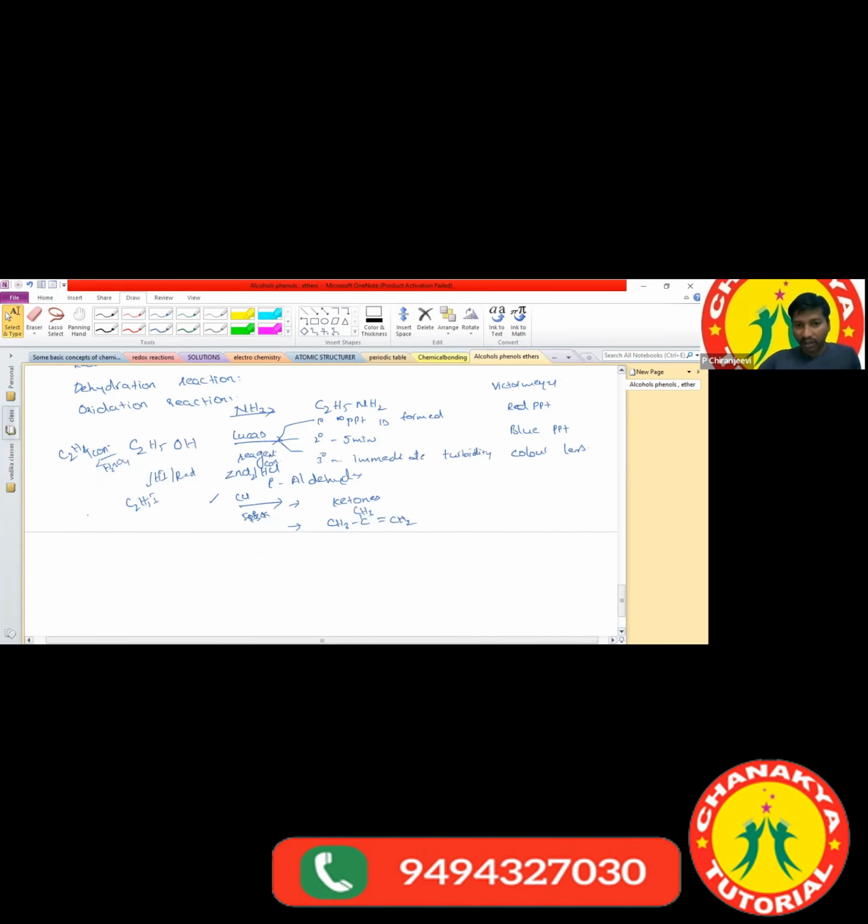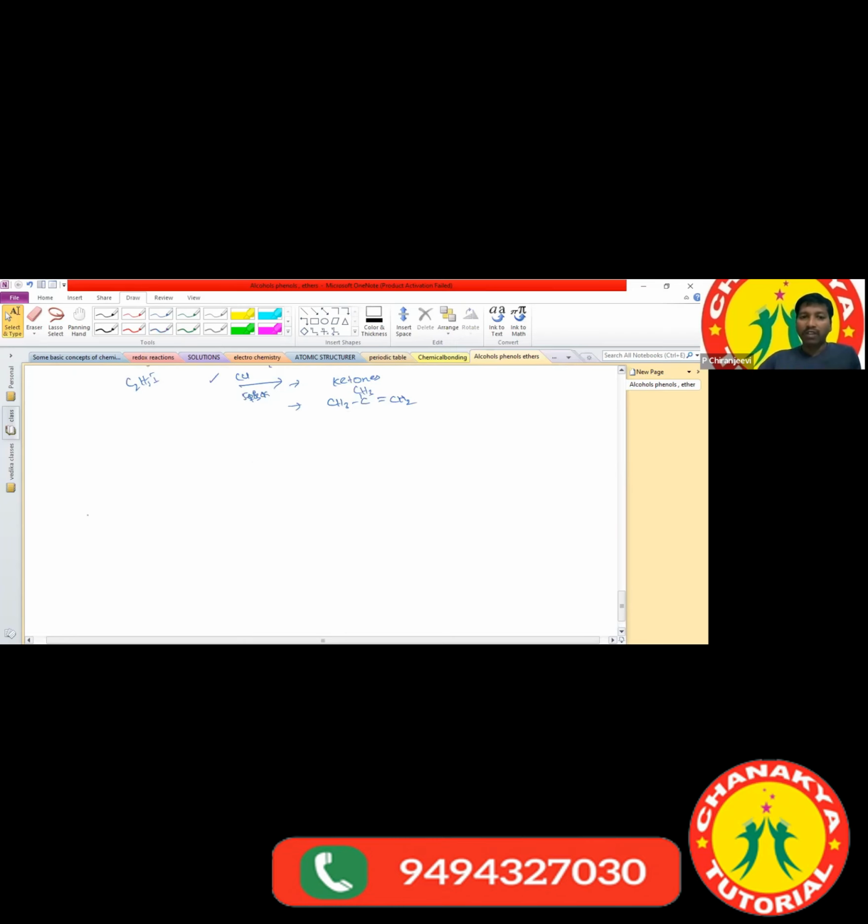Okay. Next, the oxidation reaction. We have two types of oxidizing agents. For example, CH3CH2OH is a primary alcohol. If you use a partial oxidizing agent, what are the partial oxidizing agents we can use? CrO3, chromium trioxide, and PCC, PDC. The same reactions we are going to study again under the preparation of carbonyl compounds. Here only we are going to discuss them briefly.